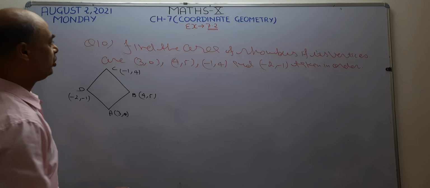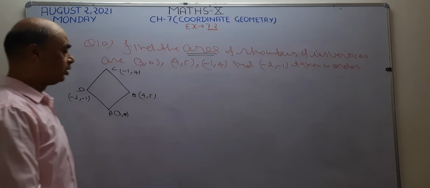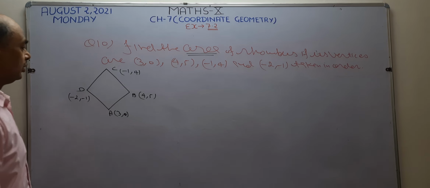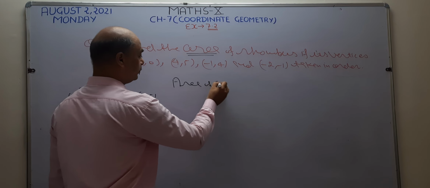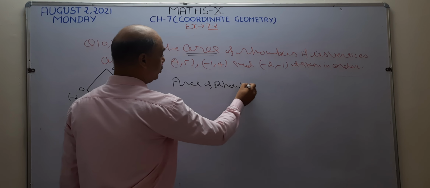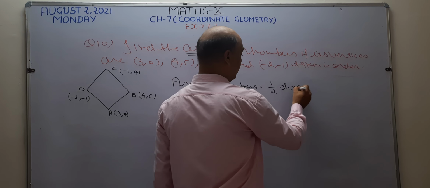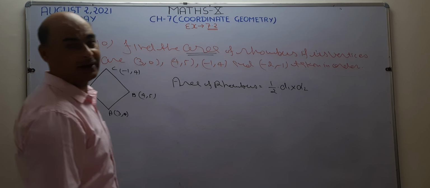Now in this question we are going to find the area of the rhombus. How do we find the area of a rhombus? Okay, so write here area of rhombus. The formula for finding the area of a rhombus is 1 by 2 d1 into d2. I have to use this formula. Diagonal number 1 and diagonal number 2.